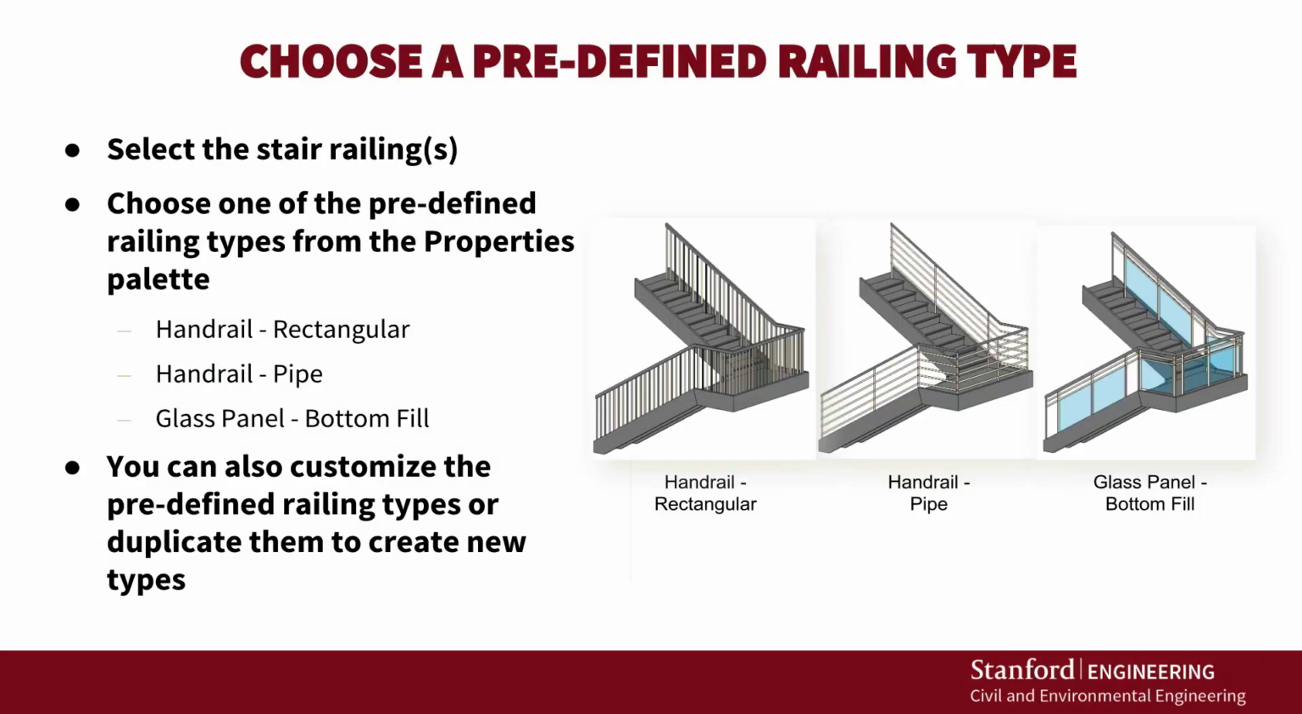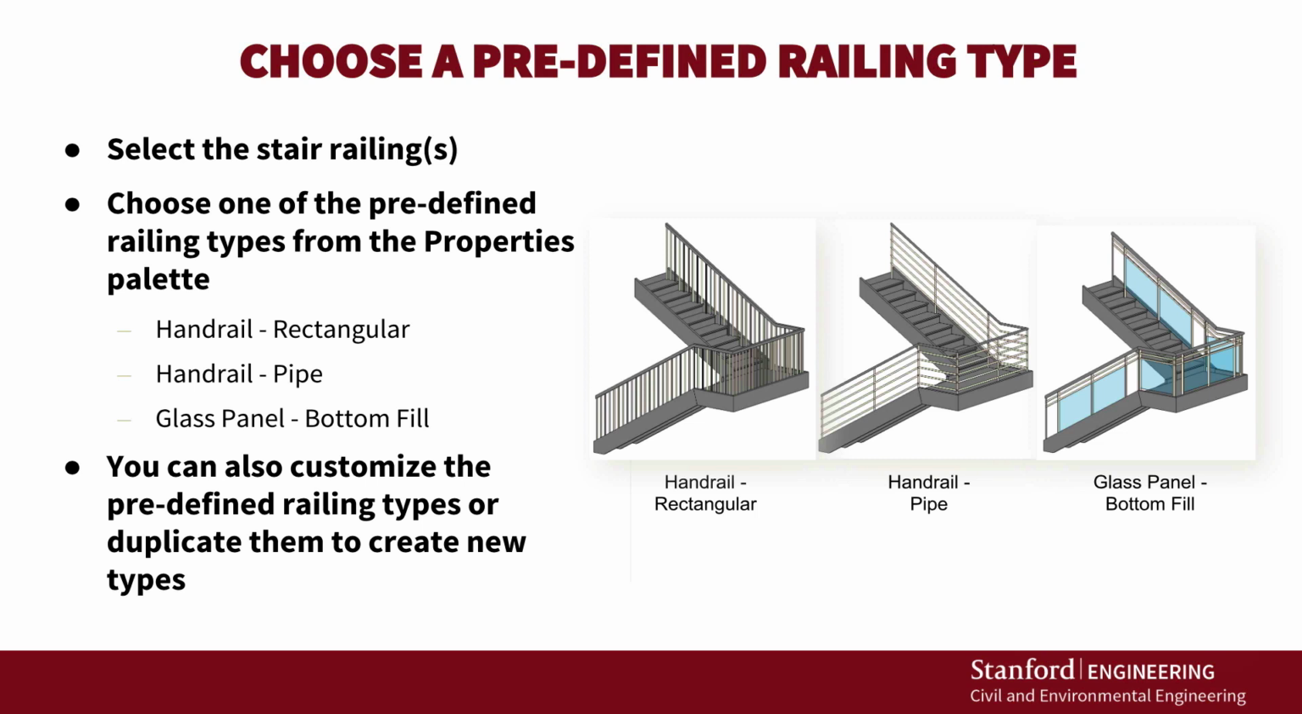Now, after you've defined the stair properties, you'll probably want to go through and adapt the railing to be what you want. And you can start by choosing one of the predefined railing types. So select the stair railings that you want to change. Then choose from one of the predefined railing types that are available in the Properties palette.